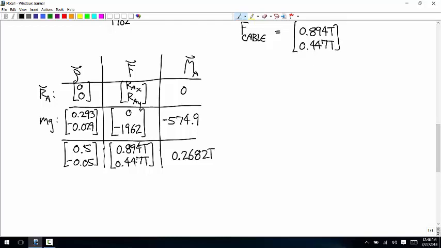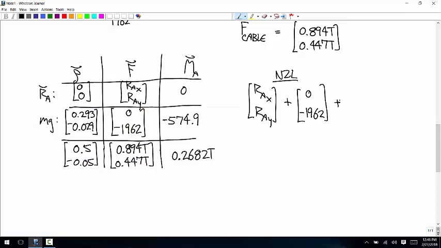Okay. So now we'll use Newton's second law. Add up all the forces. RAX, RAY, plus 0, negative 1962, plus 0.894t, 0.447t is equal to zeros.